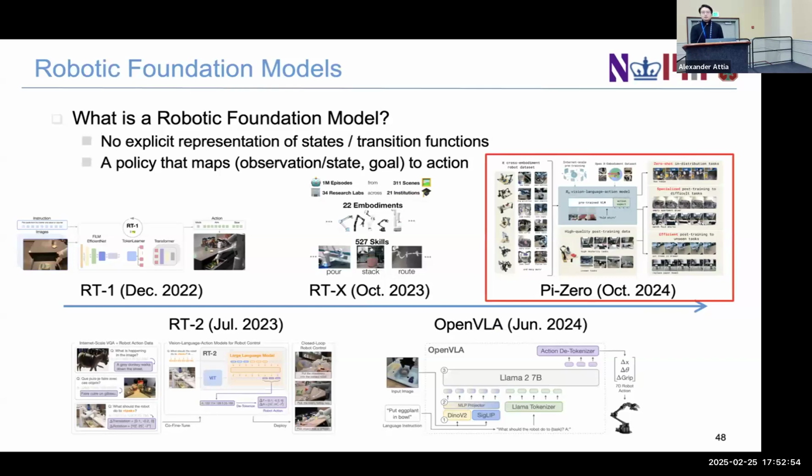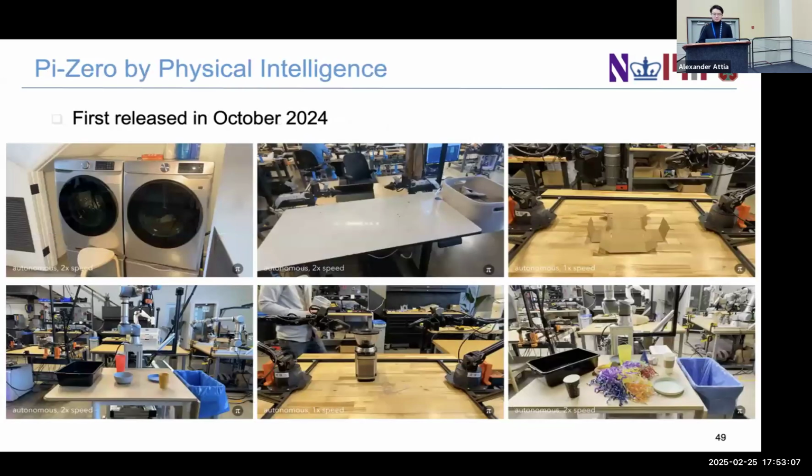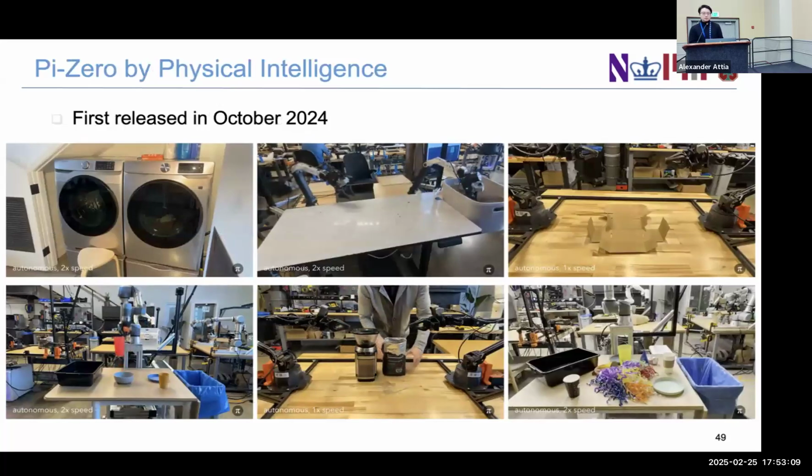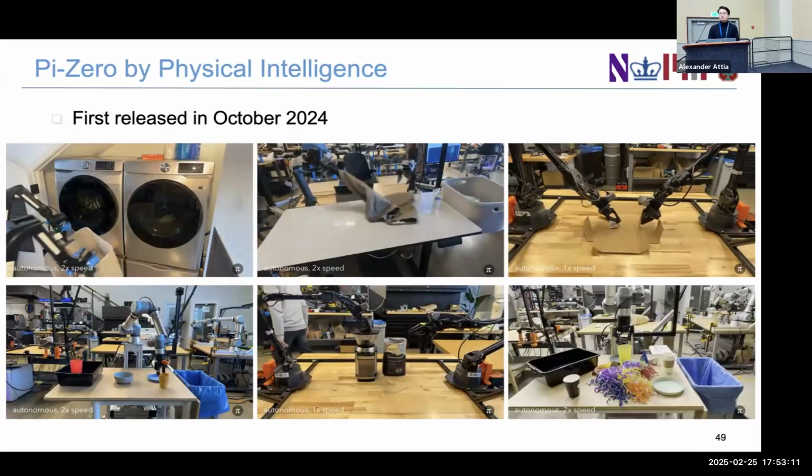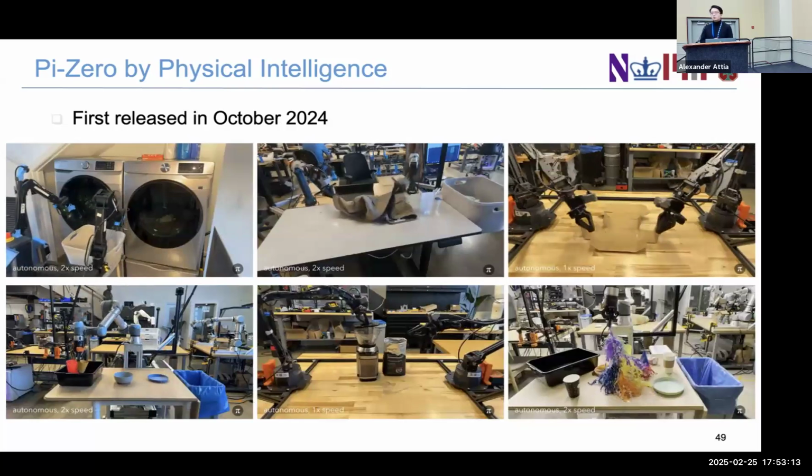Pi0, I would say, is the current best performing vision language action model that really gives us some kind of promising hope in achieving some very complicated robotic manipulation tasks. Here I'm just showing some videos, and this work was actually released quite recently. It was October last year.